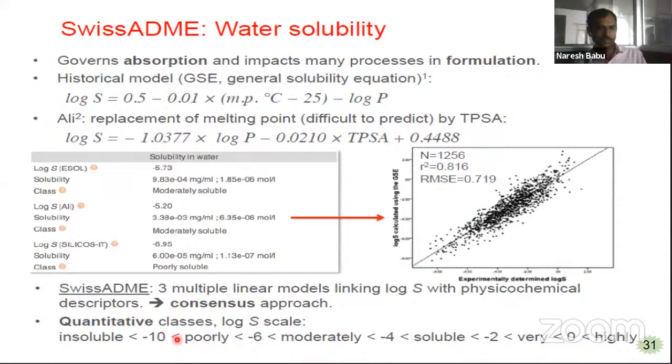So -10 to -6, it is poorly soluble. -6 to -4, it is moderately soluble. -4 to -2, it is soluble. -2 to 0, very soluble. And above 0, it is highly soluble. Based upon this, they have given the solubility parameters.